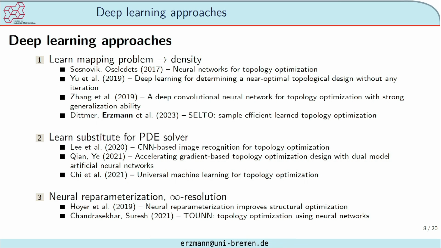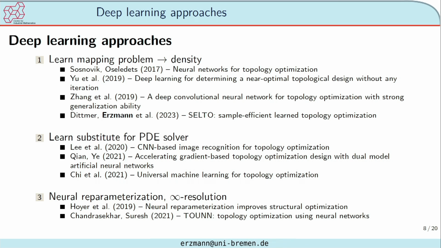The first one being that we simply learn the whole mapping from the problem formulation, so the set of forces, boundary conditions, and so on, pre-process that in some way, and then directly learn a mapping that outputs in an end-to-end manner the density distribution, the optimized one. We can do this either in an end-to-end way, or we can do this iteratively. This is also the first approach that has been used, and I also made a publication on that, and I will talk about that a bit later.